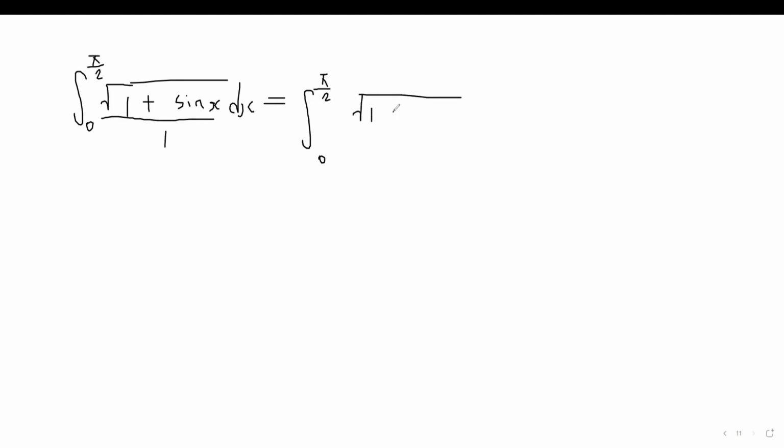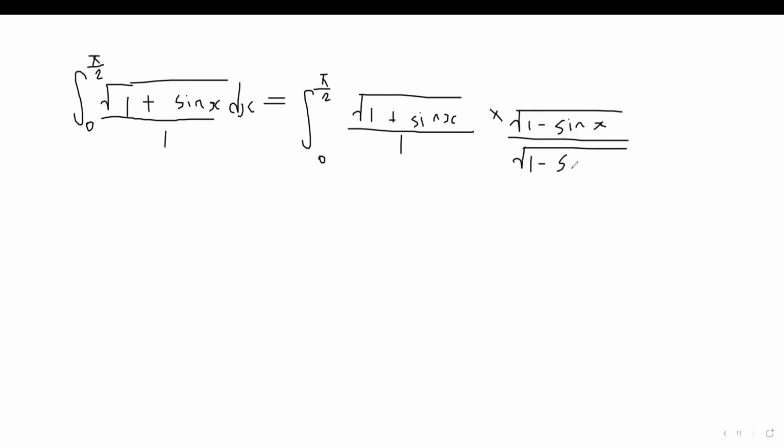I'm going to multiply by the conjugate of this. So we have the square root of 1 plus sine x over 1. We're going to multiply it by, it's not really the conjugate because we have a square root on it, the square root of 1 minus sine x. And we're going to do the same for the denominator, multiply by the square root of 1 minus sine x. All right, it seems crazy so far, but it won't be in a matter of moments.